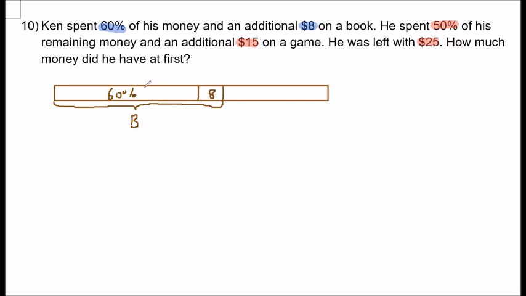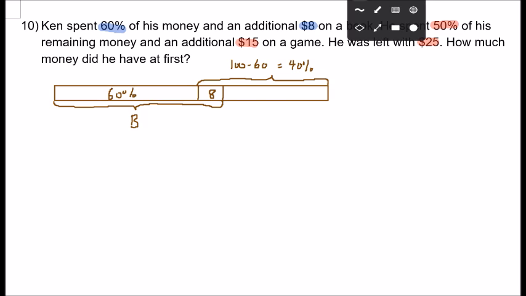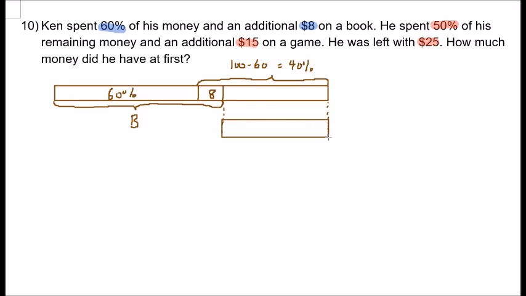And please take note, because this side is 60%, from here all the way to the end, it has to be 100 minus 60 equals 40%. Next, this is the remainder. So I'm going to just dot, and I'm going to draw a model for the remainder.